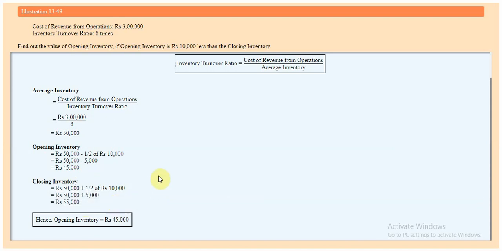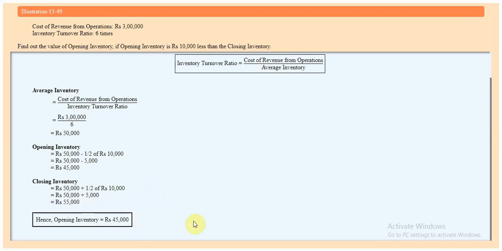Try to imagine a line, and the starting of the line will be opening, the end of the line will be closing, and the midpoint will be average inventory. So the midpoint is average inventory, which is 50,000, and the difference between the start and the end of the line, that is opening and closing inventory, is 10,000 rupees. So dividing the difference by 2, we have 5,000 rupees. This 5,000 rupees has to be subtracted from the average to get the start of the line, that is opening inventory, and it has to be added to the average to go to the end of the line, that is closing inventory. This way you can understand this concept better. So opening inventory is 45,000. We have arrived at the answer.